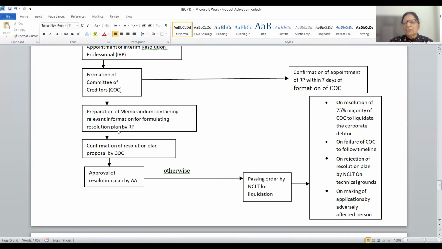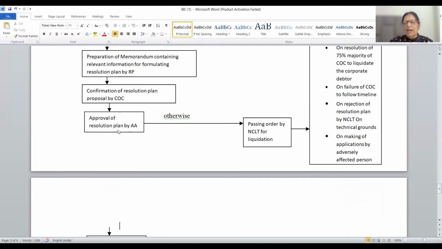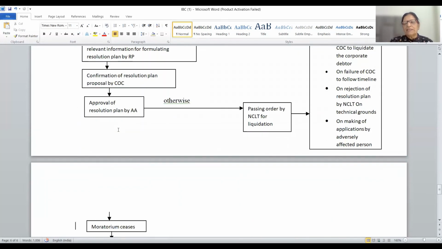And the last one is on making of application by an adversely affected person. That is, the person has been affected and he has made the application to NCLT that the corporate debtor should be liquidated. So friends, these are the various stages. I have discussed through this diagram also the IRP, and then the second stage was liquidation. So this is all about the content.